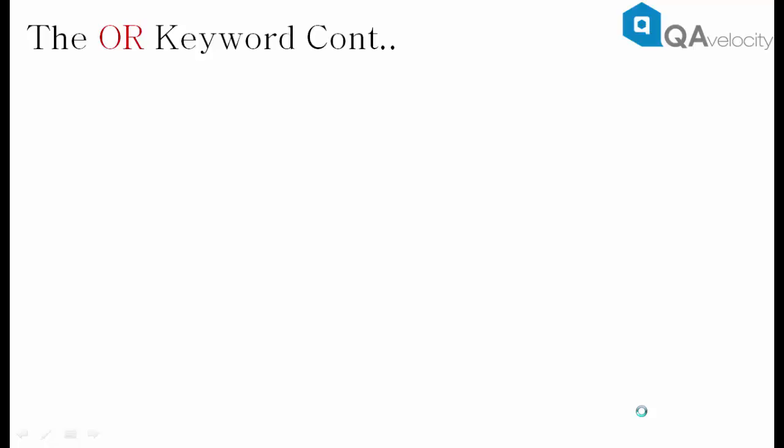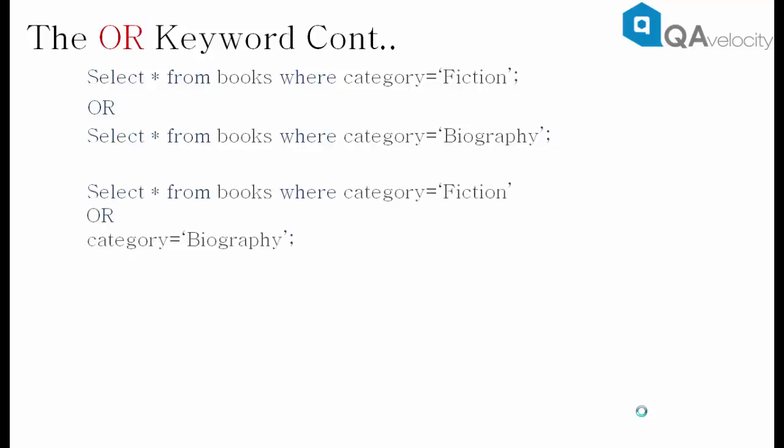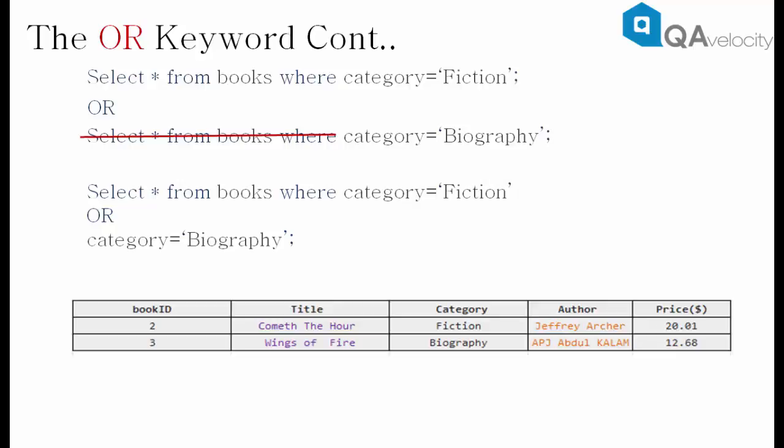Jeff doesn't know what to do, and then for the time being he decided to write two different queries. Select star from books where category equal to fiction and select star from books where category equal to biography. So to resolve this issue, Jeff needs the keyword OR which combines both queries, and you need to remove the second select statement. So the final query would be select star from books where category equal to fiction or category equal to biography. And finally Jeff got his results using OR.